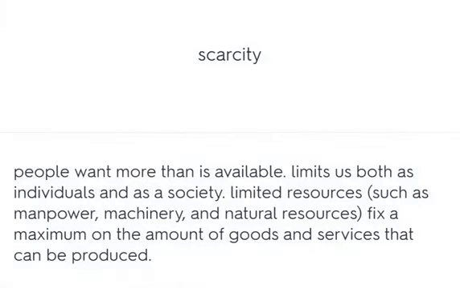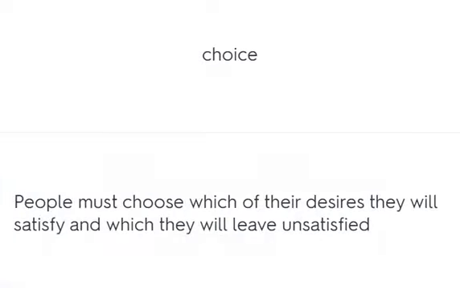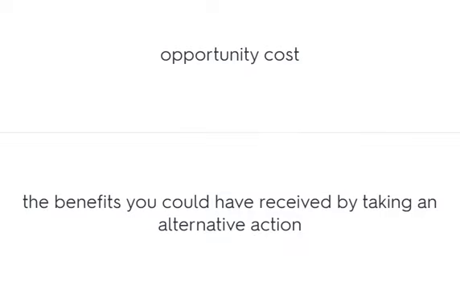Scarcity: people want more than is available. Limits us both as individuals and as a society. Limited resources fix a maximum on the amount of goods and services that can be produced. Choice: people must choose which of their desires they will satisfy and which they will leave unsatisfied. Opportunity cost: the benefits you could have received by taking an alternative action.